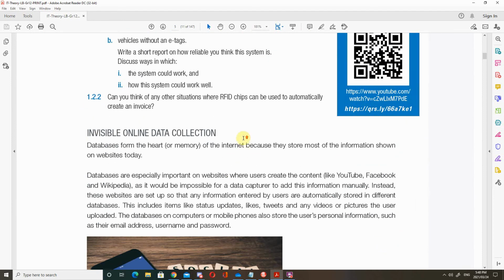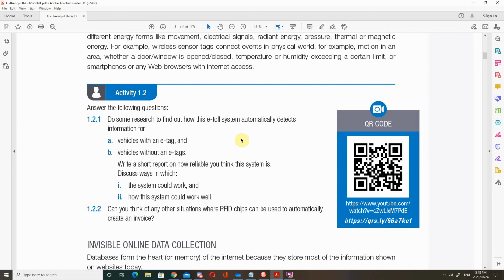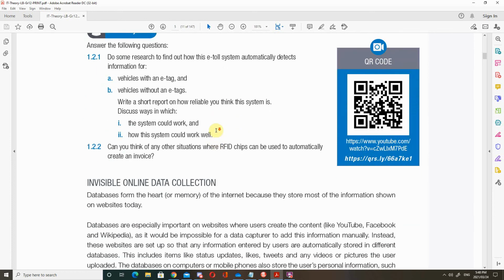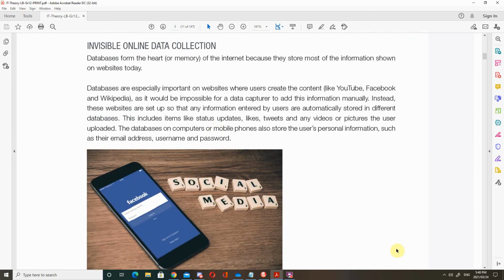Invisible online data collection. Does anybody know or have heard about that? What do you think that is?